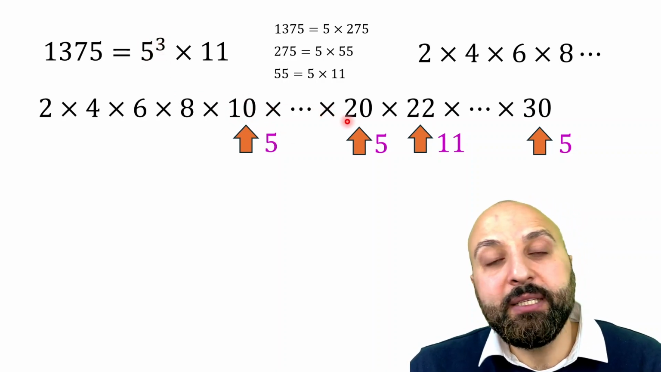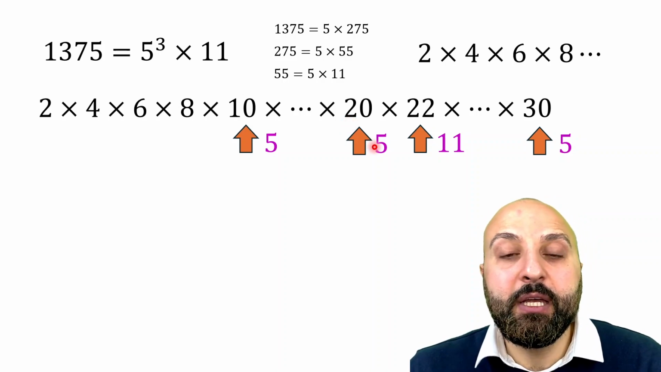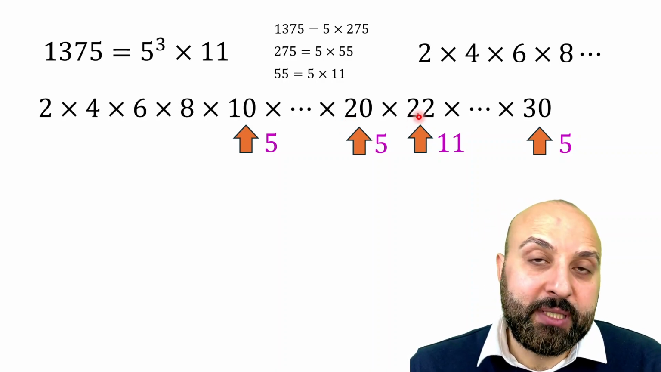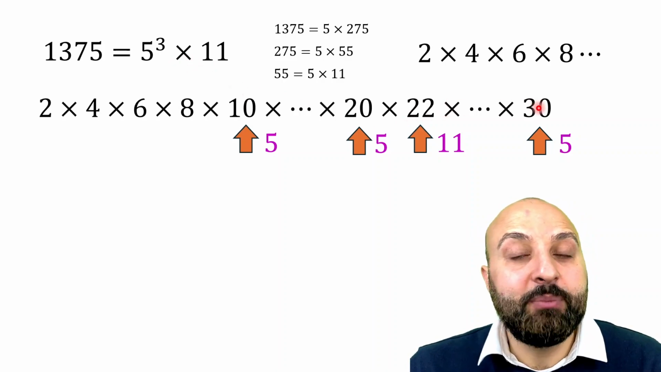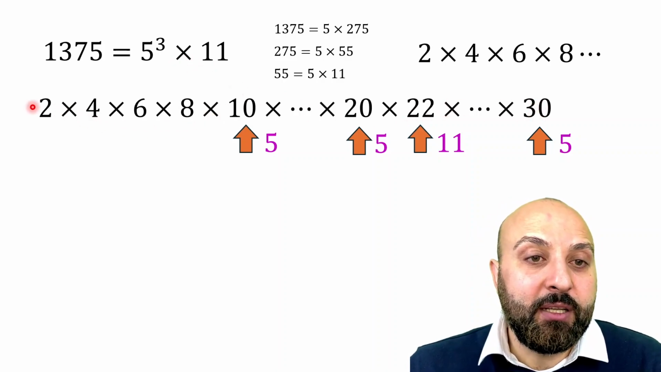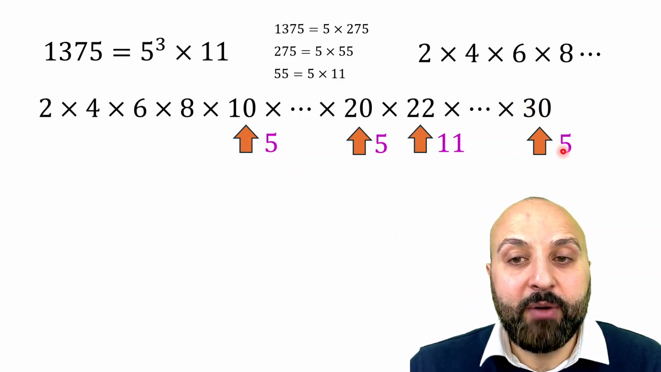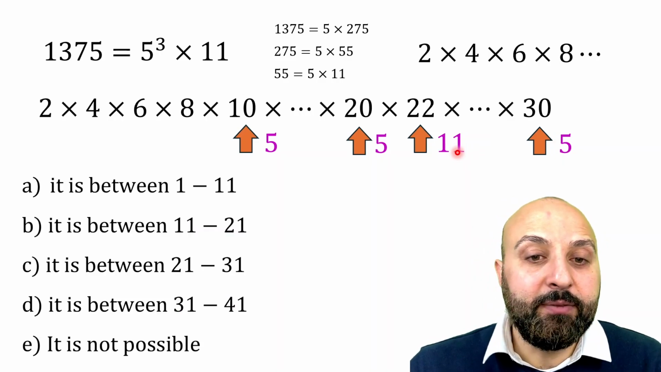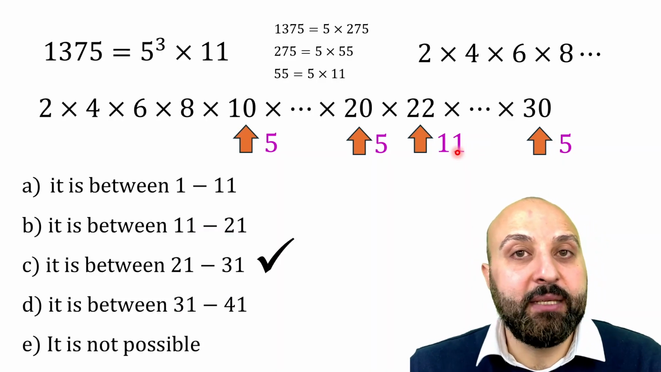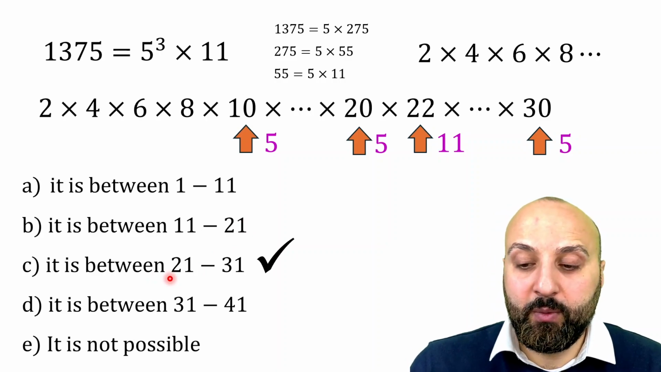Then we don't have anything until we multiply to 20, because there we get another 5. And 22 produces 11. So then we have this one. And then we need another 5, which appears at 30. So basically, we have to multiply from 2 until 30 so that we have 5 power 3 and also 11 in that multiplication. Therefore, the correct answer will be option C. The number has to be 30, which is between 21 and 31.